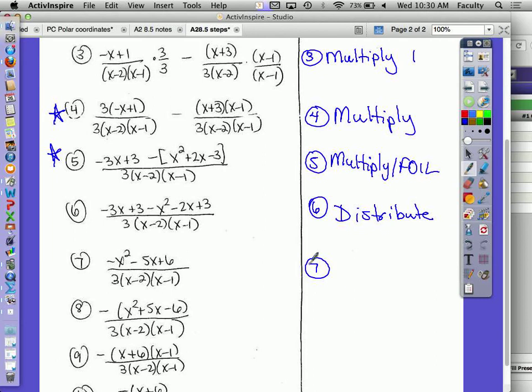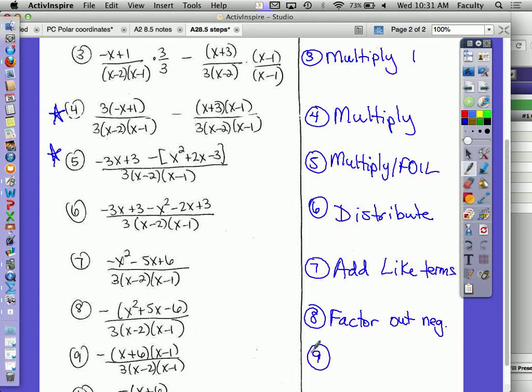All right, then from 6 to 7, what did we do? Add like terms. Sometimes you can write combine like terms. That's the same thing. Okay, now what did I do from line 7 to line 8? Factor out the negative. Do you remember when we factored in chapter 4 and chapter 5? I told you if the leading term is negative, we factor out the negative.